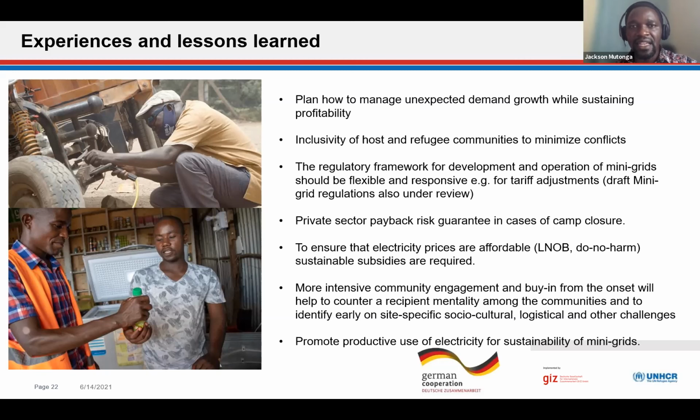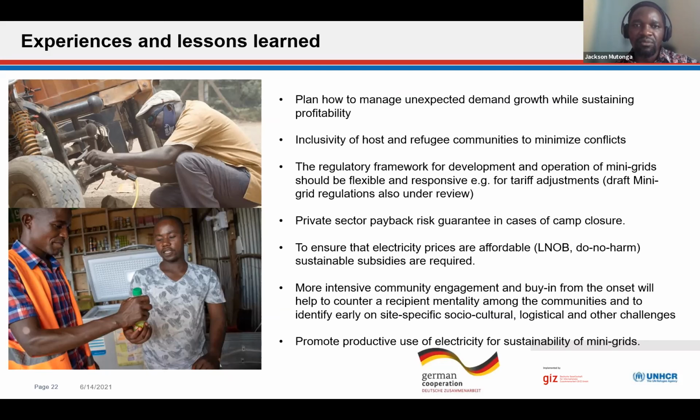Conflicts will always be there, as we have experienced even during the implementation of the projects, because the host community will feel sidelined or unequally treated in terms of opportunities. But to manage that, you need to assure them that there is equitable distribution of resources and services.